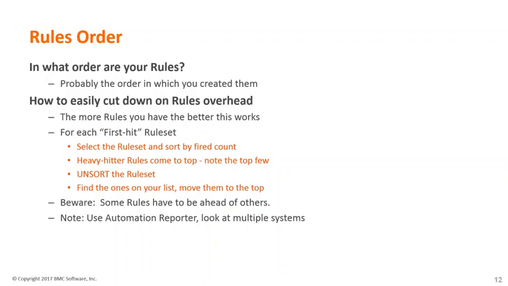Another consideration is what the order of your rules are within the rule set, right? Because in most of your rule sets, the strategy is going to be first match. So you want AutoOperator to scan as few entries as possible till it finds that match. The way you can do that is if you go into the rule set, looking at the rules, you can sort by the number of hits and you'll see who is firing the most frequently. You want to unsort your rule set and then move those entries to the top of the list. Since they're firing the most, they're going to match the most, and it'll keep AutoOperator from having to scan through all the remaining rules in the rule set.